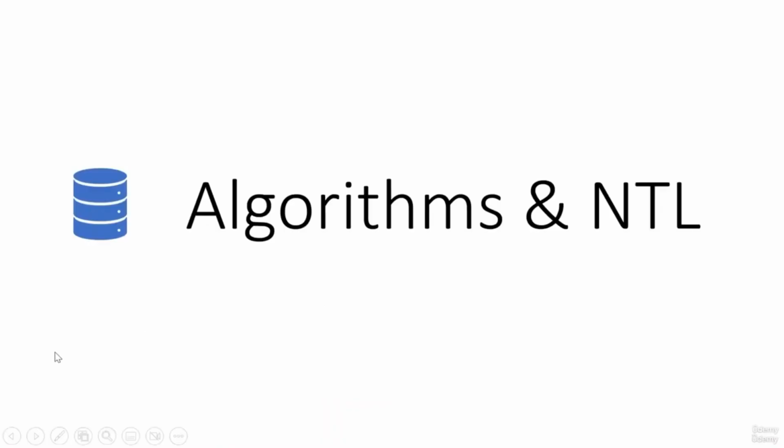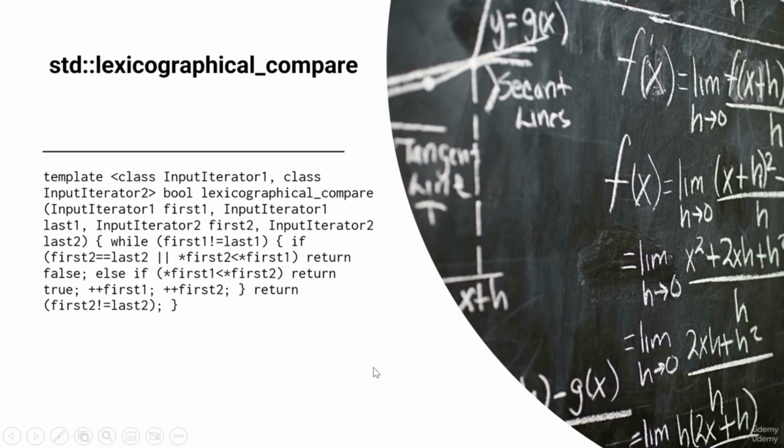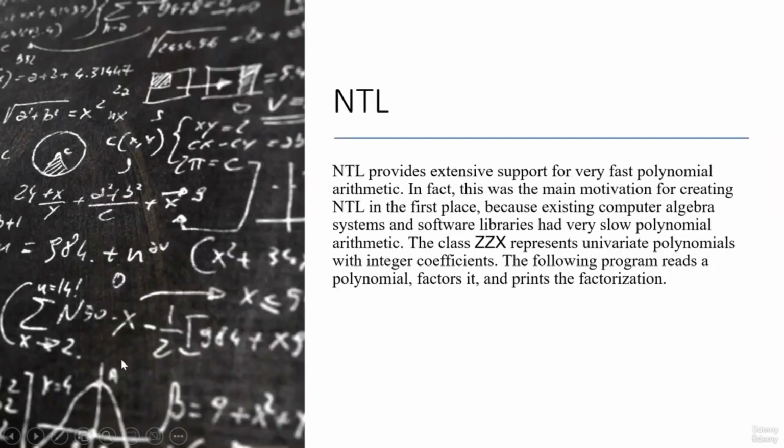This session will be looking into algorithms and NTL. First of all, one is lexicographical compare, which is a type of algorithm we use to sort the alphabets in order. The process of using it remains the same as the algorithms we used before. We need to declare it, and then using the iterators, we can implement it.